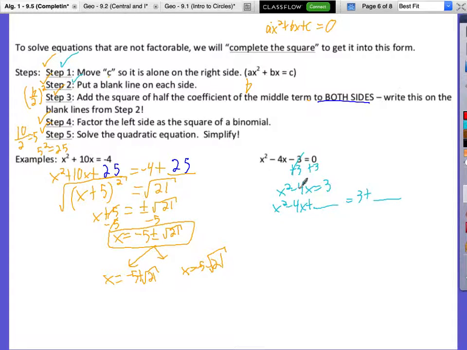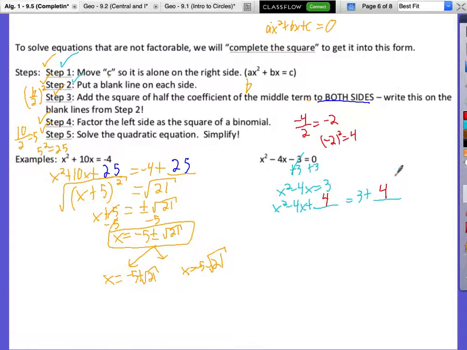We take our b, which is -4, and we divide by 2. And we get -2. But does -2 go on this blank? No, what would? -2 squared, which is 4. So you put 4 here, and if you add 4 to one side of the equation, you have to add 4 to the other side.